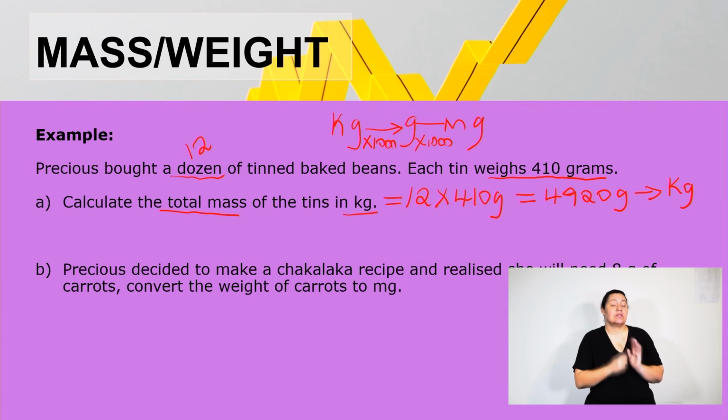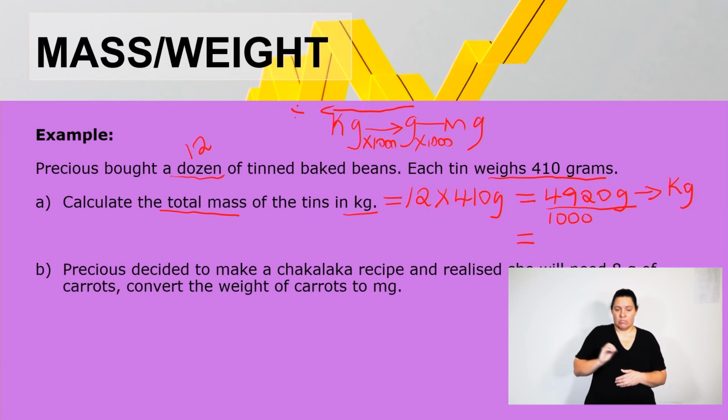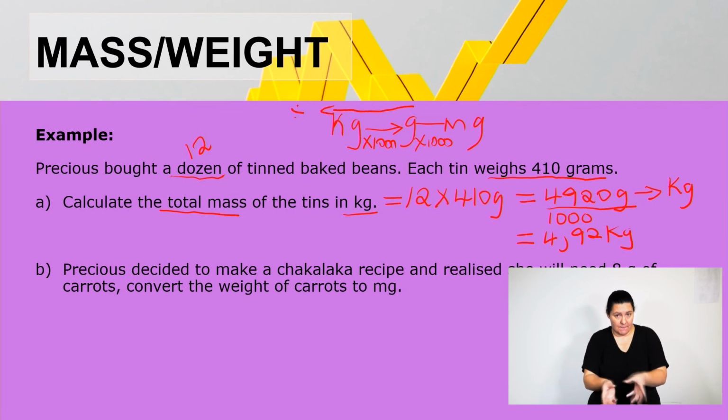Then we are required to convert the total grams to kilograms. And the rule says we are moving from a smaller unit going to a bigger unit. The rule says we must divide. In other words, we're going to divide the 4,920 by 1,000. Let's see what we get. This gives us a total mass of 4.92 kilograms. I hope you got the same answer as mine.